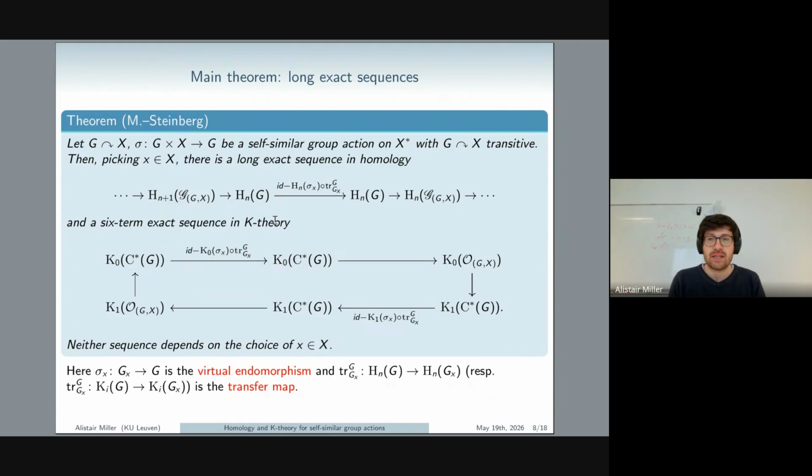So I said that we can understand the connecting maps here in terms of some explicit maps. These two ingredients that I'm yet to tell you about are what's called the virtual endomorphism and the transfer map. Before I go into those, are there any more questions about this result?